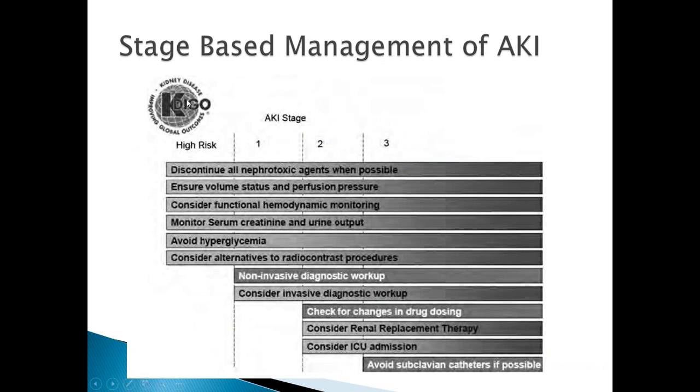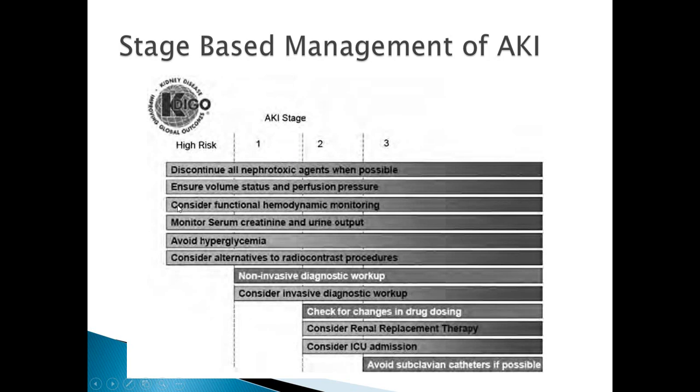So again, this is a little table from the KDIGO guidelines, or the Kidney Disease Improving Outcomes guidelines, and this just summarizes a little bit what we discussed. If you have somebody that's at high risk of developing AKI or in the initial stages of AKI, what you want to do is, number one, look at their medications. Try to discontinue anything that's nephrotoxic. Make sure that they're adequately perfused, that their volume status is appropriate.